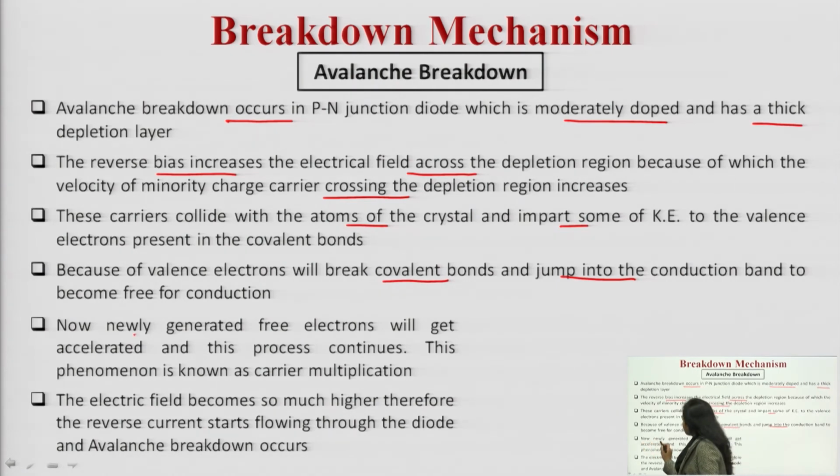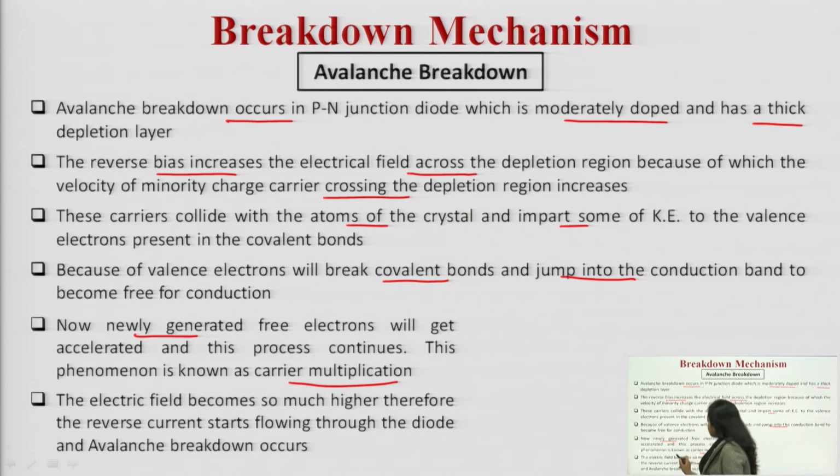Now, what happens? As I have told you, the newly generated free electrons that are available will be accelerated. When they are accelerated, they will collide with other atoms, and the process continues. As I have told you, this is the carrier multiplication.